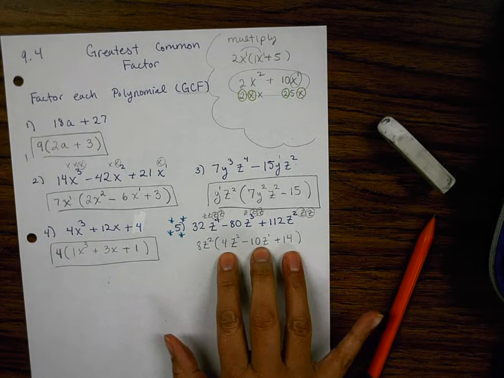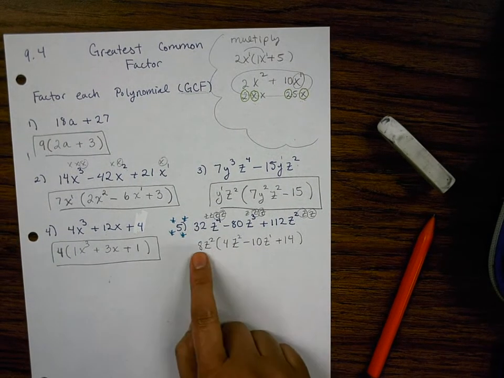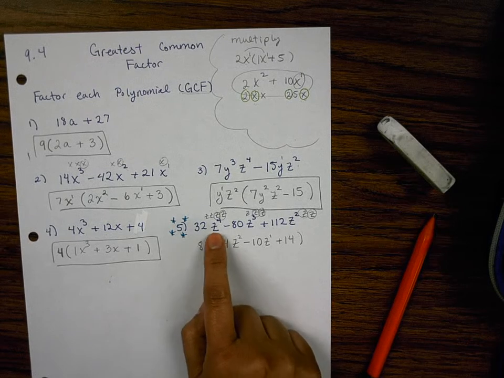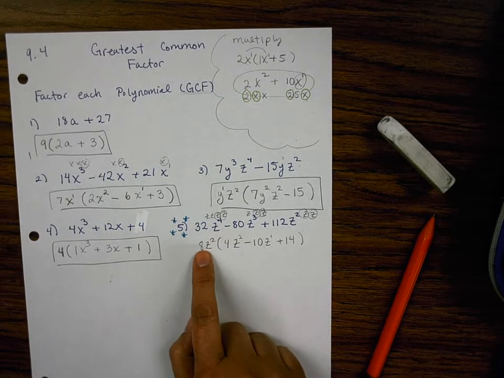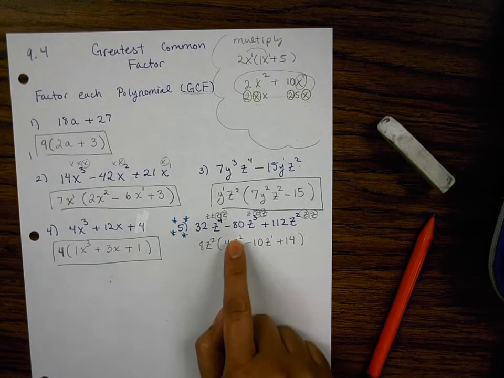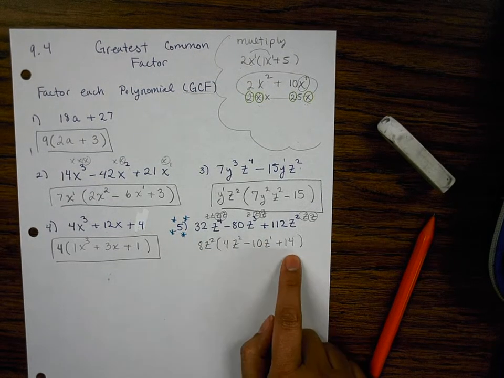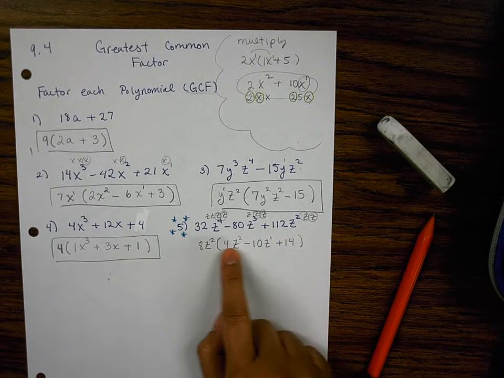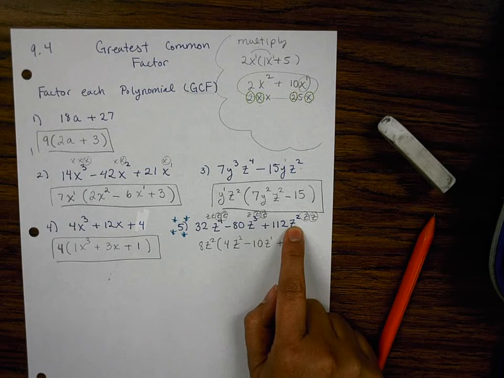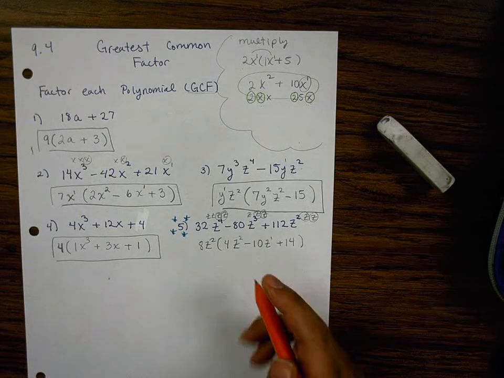Okay, so we do our check. 3 terms, 3 terms. That's good. 8 times 4 is 32. z squared times z squared is z to the 4th. That's good. 8 times negative 10 is negative 80. z squared and z to the 1st does add up to z cubed. And 8 times 14 is 112. And z squared and no z make the z squared.